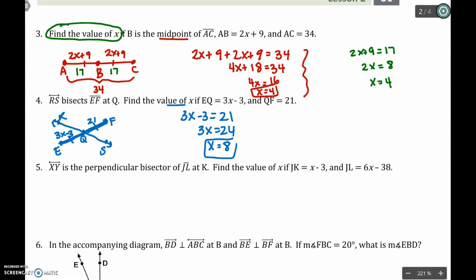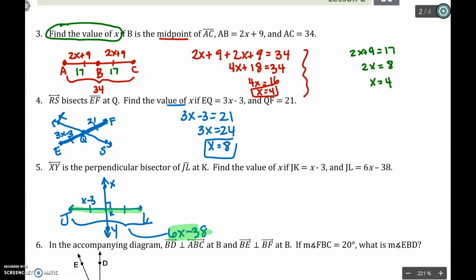Okay. On this one, XY is the perpendicular bisector of segment JL at K. So I have segment JL. Okay, and XY is going to be perpendicular and bisect. It's going straight through the middle and making a right angle and going to cut it in half. So this is line XY. And then if it's the perpendicular bisector at K, then that K is the middle there. So JK is x minus 3, and JL, that's the entire thing, is 6x minus 38. So all of this together is the 6x minus 38.